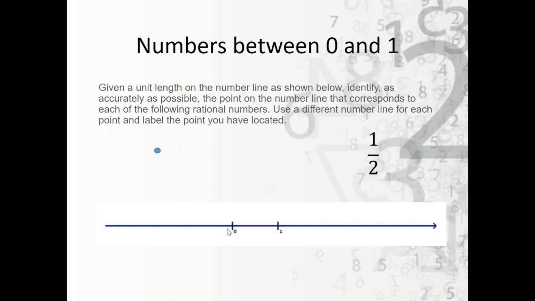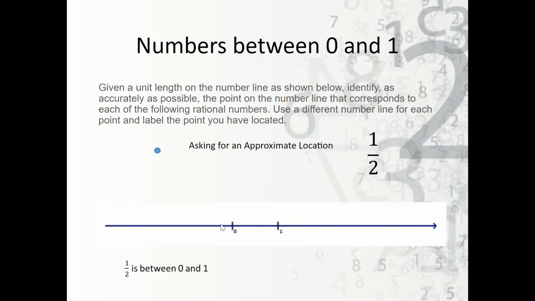So we're given this unit here. So this is the number line. We have 0 and 1, and we're going to try to plot 1/2 on the number line. Well, what we're going to do is kind of eyeball this. We are told that we're looking for the approximate location, so it doesn't have to be exact. So it should be somewhere in here.